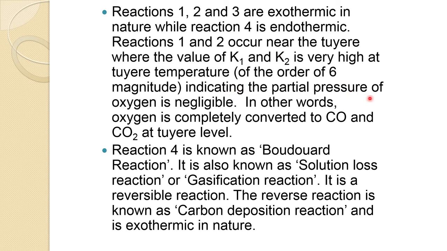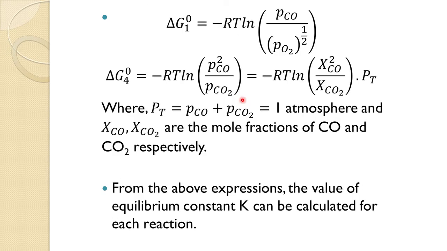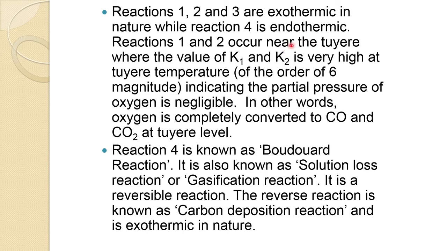So, indicating that the partial pressure of oxygen is negligible. So, naturally, if this is of the order of 10 to the power 6, the partial pressure of oxygen would be very low, and which indicates that all the carbon is converted into CO and CO2 at the tuyere level.